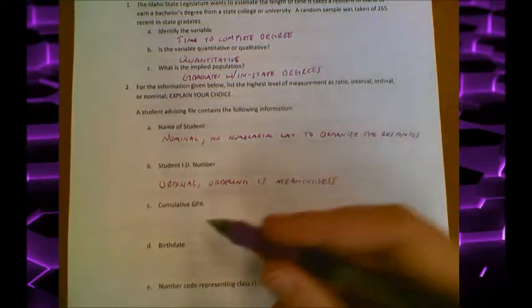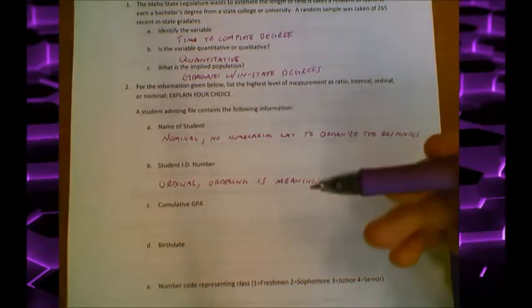And that's your cutoff for going above ordinal and into the interval ranges. Well, does the order actually tell us something? Okay. Number 3, we get the cumulative GPA. So that's going to be a number, right? So it's 0, 1, 2, 3, 4, or something in between those.